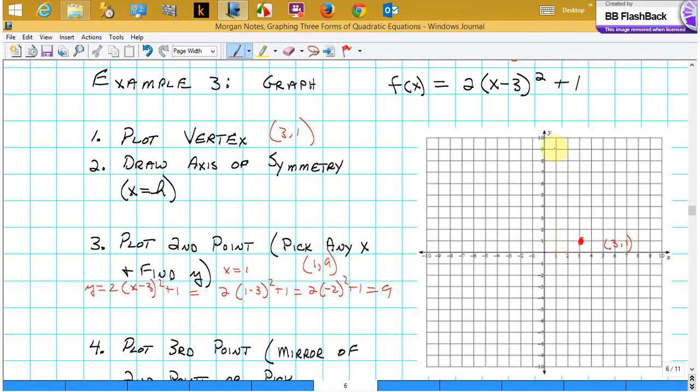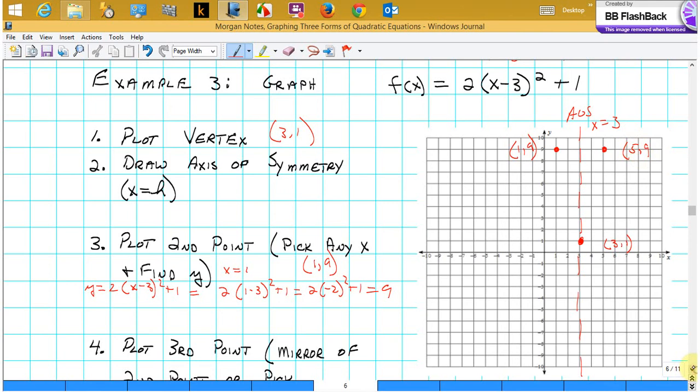Okay, now I did not put my axis of symmetry on there, which I should have done. Remember, that's going to be at x equal to h. So axis of symmetry is at x equal to 3. Now I can use the mirror to find my third point. Look, this is 2 to the left, so I have to go 2 to the right. So that would be at (5, 9).